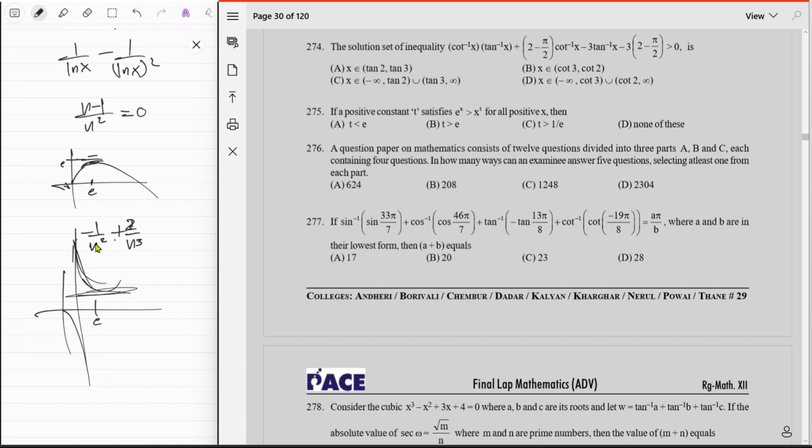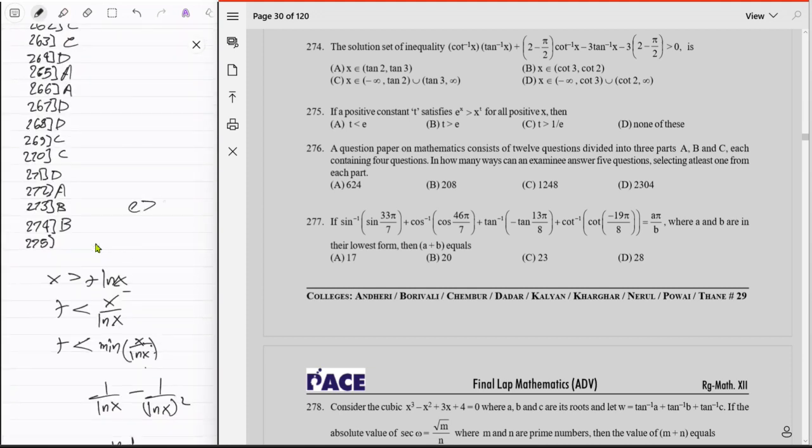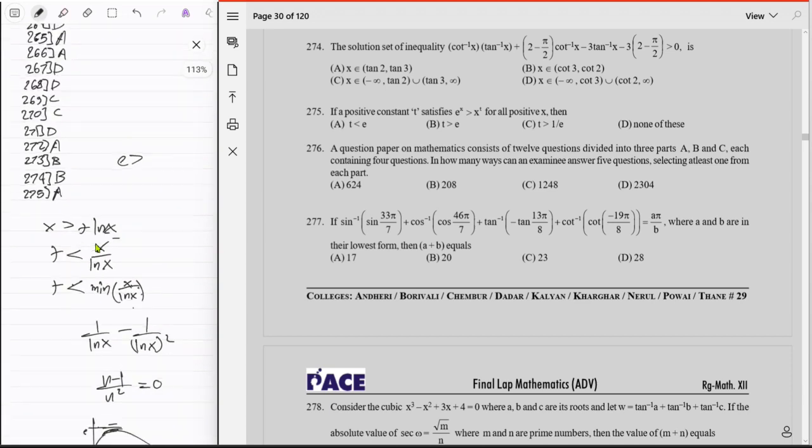At x equal to e, we just get e bigger than t natural log of 1. Sorry, this is natural log of just 1. So yes, e is the thing, t less than e. So yeah, that's next question 276.